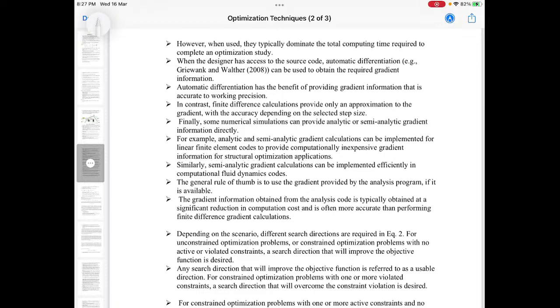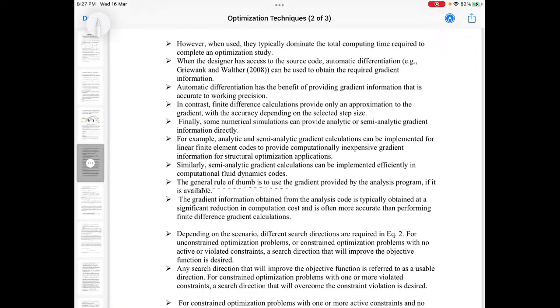So the information can be prefetched so that it reduces the computational complexity, and thus it becomes inexpensive. Similarly, semi-analytic gradient calculations can be implemented efficiently in computational fluid dynamics codes, and this is one of the applications where we have used the gradient calculations. And as you have seen earlier, there is numerical noise involved in computational fluid dynamics.